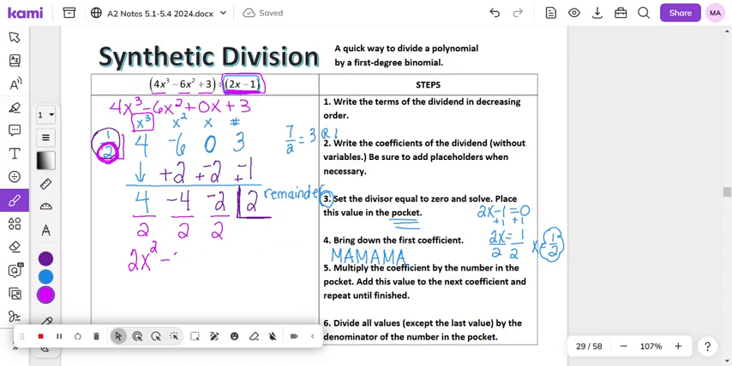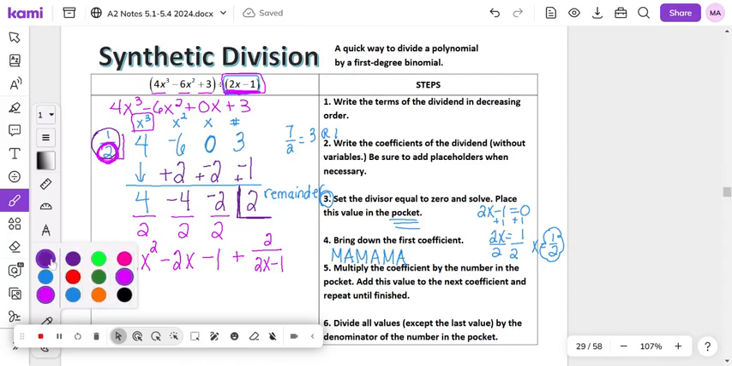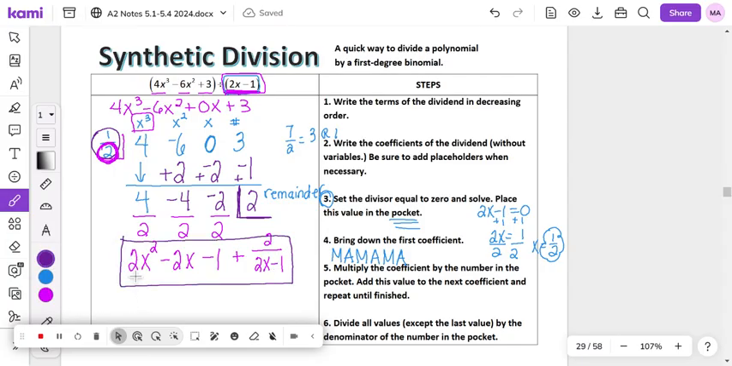So minus 2x minus 1. And then our remainder, we just say plus, we take our remainder and we put it over our divisor, which is 2x minus 1. So, a couple things that you should notice that should always be true. The quotient should always be 1 degree less than what you started with.